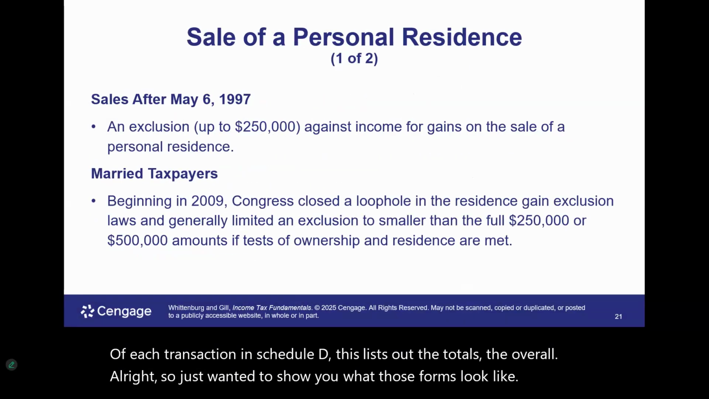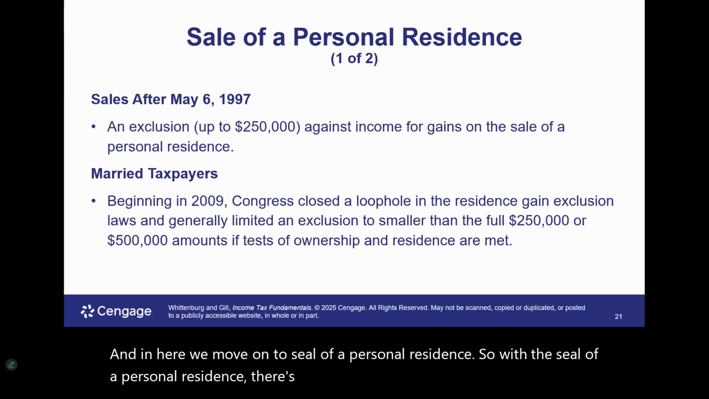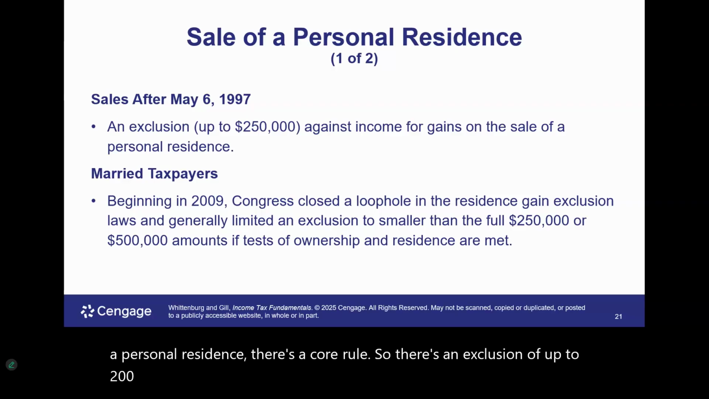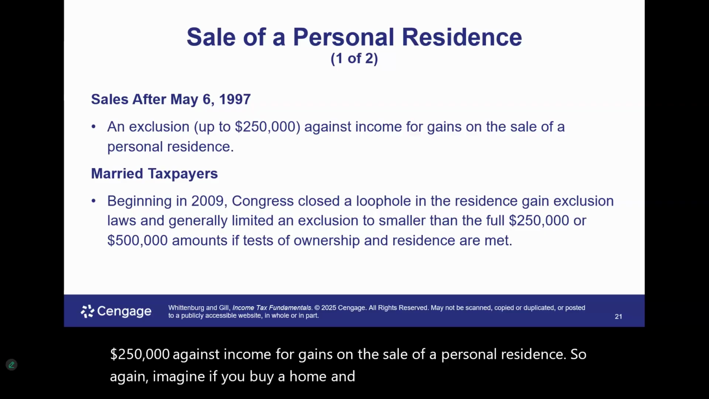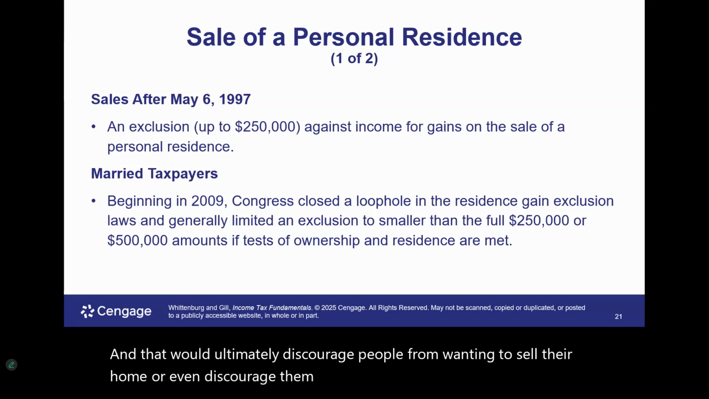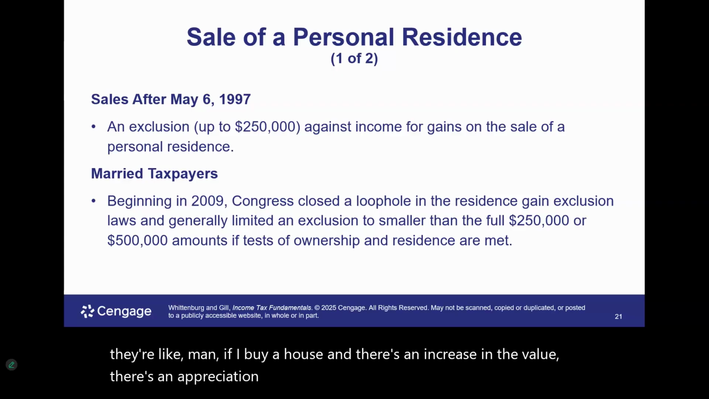And here, we move on to the sale of a personal residence. With the sale of a personal residence, there's a core rule. There's an exclusion of up to $250,000 against income for gains on the sale of a personal residence. So again, imagine if you buy a home and then you sell it, that would discourage people from wanting to sell their home, or even from wanting to buy a house, because they're like, man, if I buy a house and there's an appreciation in value, I'm going to be subject to so much in taxes.